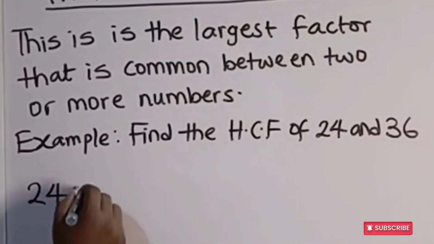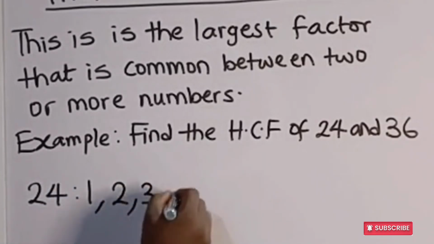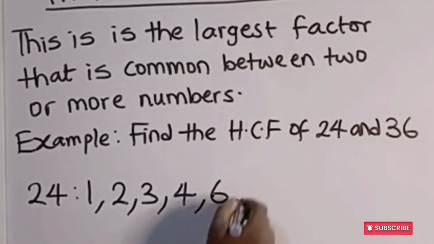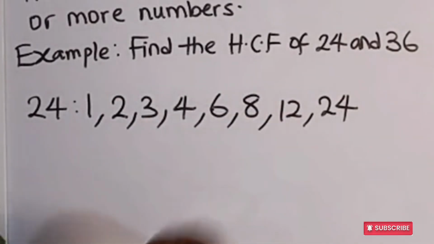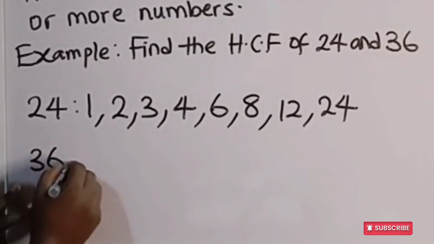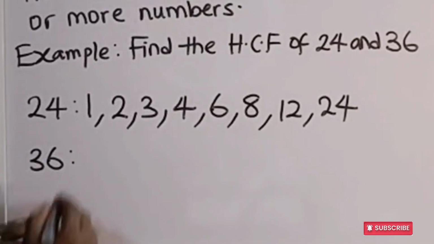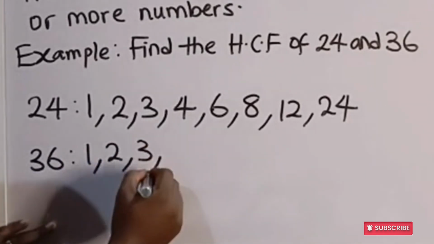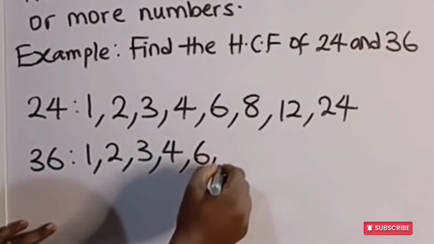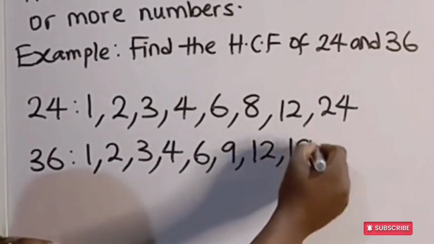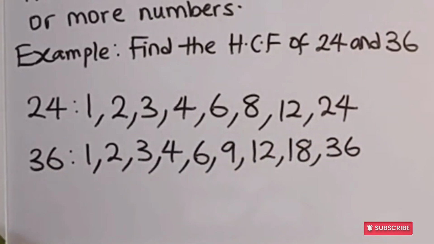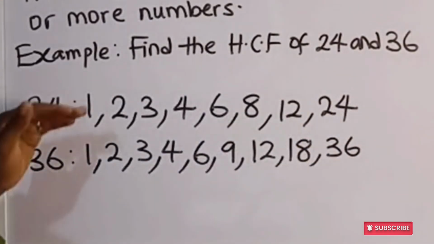The factors of 24 are 1, 2, 3, 4, 6, 8, 12, and 24. All these numbers can divide 24 without leaving a remainder. So they are factors of 24. So let's look at the factors of 36. The factors of 36 are 1, 2, 3, 4, 6, 9, 12, 18, and 36.